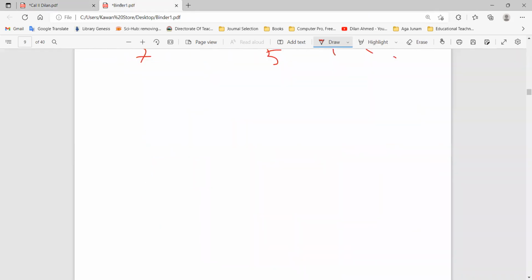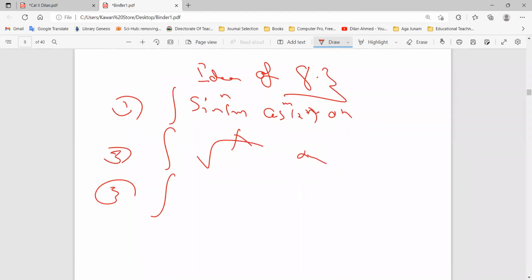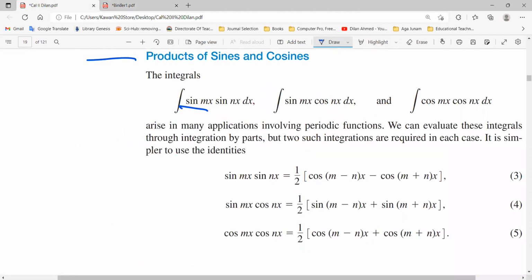Another idea. So we got sine idea of 8.3. We got sine, cosine, and so on. Am I right? That's not the first. The second idea, it was what? Like eliminating square root, right? How to eliminate. The third idea, it was what? Tan n, secant m. Am I right? Yes.